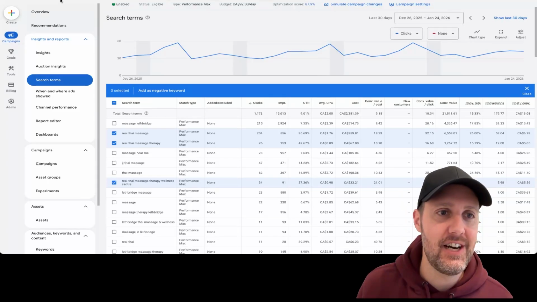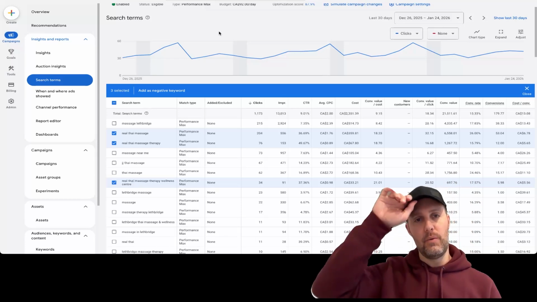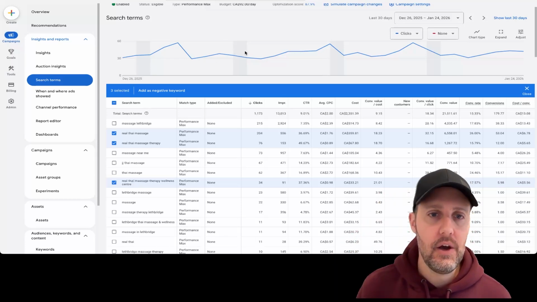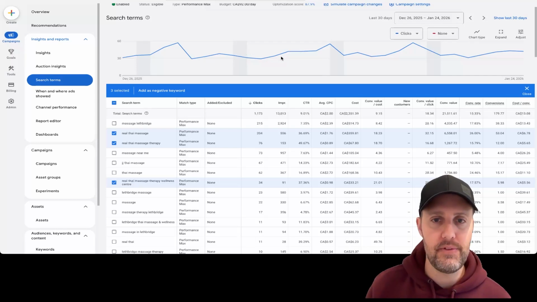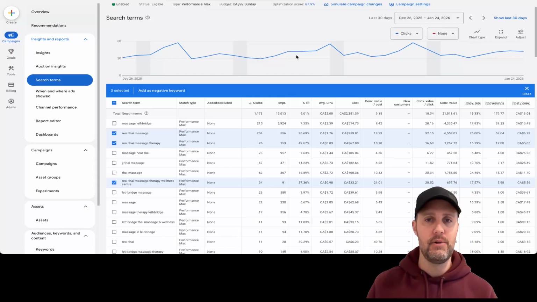Okay, let's discuss ad rank. Ad rank is Google's way of deciding which ads show and where they appear on the page. A lot of people just assume that it's about who bids the most, but that is not how it works. Ad rank is mainly determined by two things.